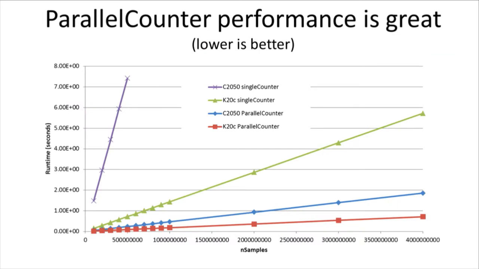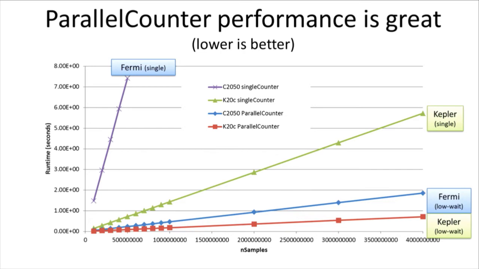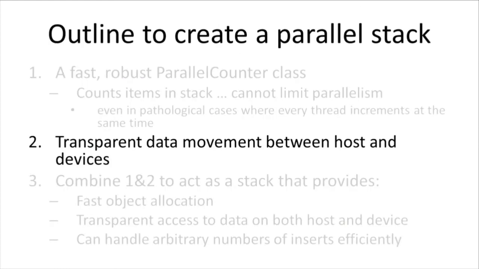Here are the performance results. What you see in the purple line that's going straight up is just a simple atomic increment counter on a Fermi GPU. Higher runtime is bad, and it just blows out really quickly. And that's not so good. The NVIDIA guys, kudos to them, did some really nice work on Kepler, putting the atomic increment in the cache, and we've got much better performance. But if you use this parallel counter, you run fast on both the Fermi and Kepler GPUs. So it's definitely the way you want to go, the way you want to build your parallel histograms.